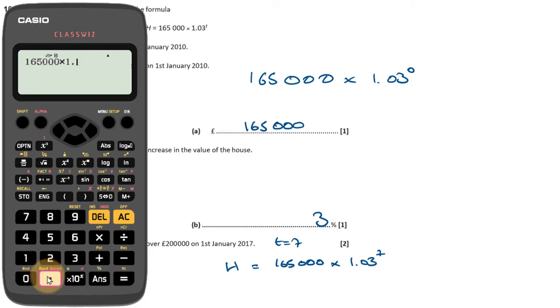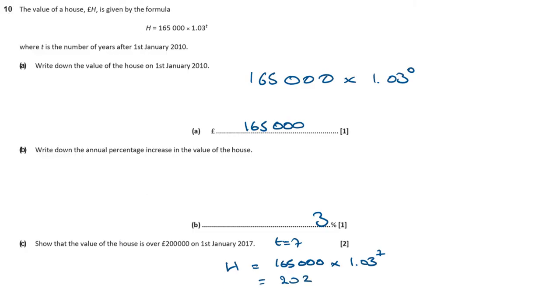165,000 times by 1.03 raised to the power of 7. That comes out to be 202,929. So I'm just going to write that down. Equals 202,929. Okay, so to show that the house, yes, which is 202,929, is bigger than 200,000. So we've shown it, haven't we?